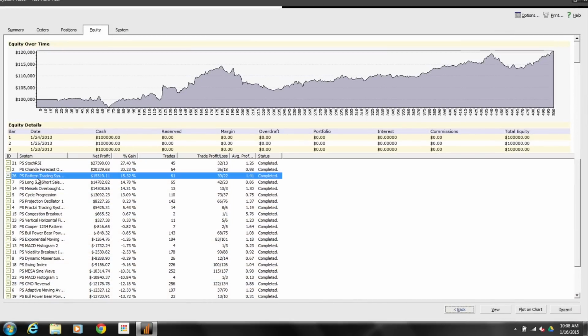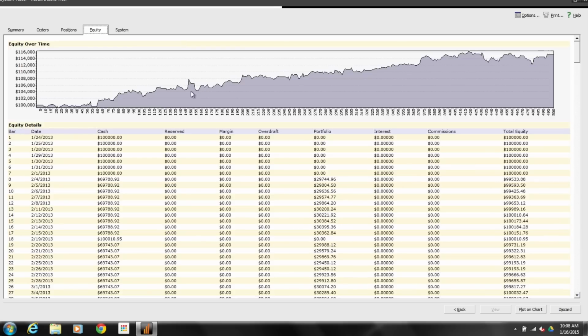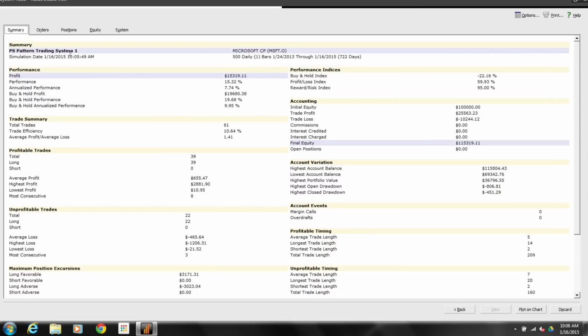And let's maybe just look at one or two more here and see if we can find one that works. Well, I mean, there you go. There's a beautiful equity line because it's gone well over time. It's been consistent. It's been a strong performer. Okay, so what system are we looking at? So we're looking at the PS Pattern Trading System 1.